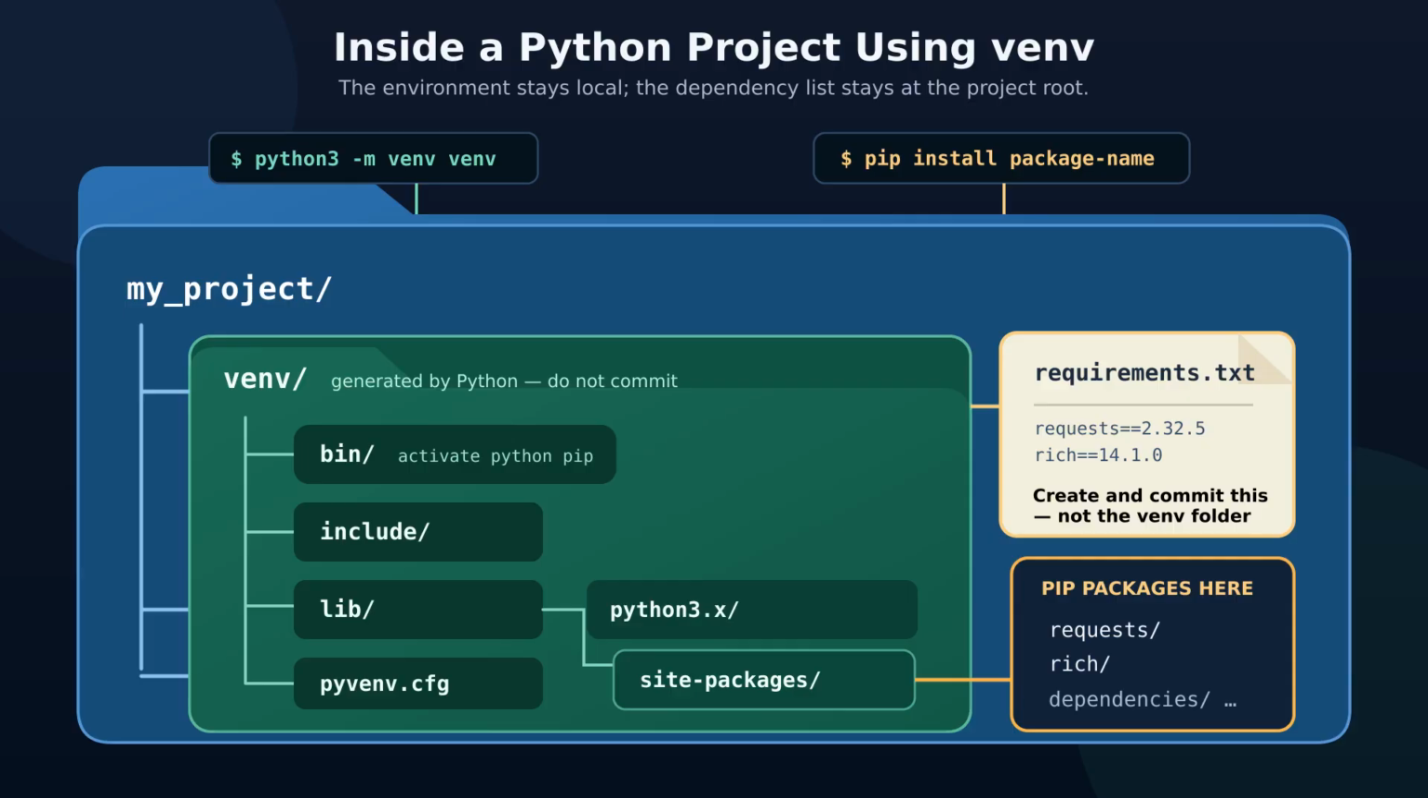The basic workflow is simple. Create the environment once, activate it whenever you work on the project, install the project's packages inside it, and deactivate it when you're finished. Now let's create a project directory and build our first virtual environment inside it.